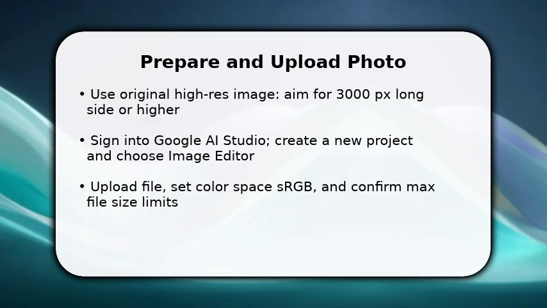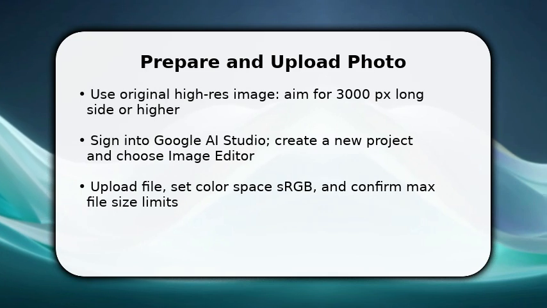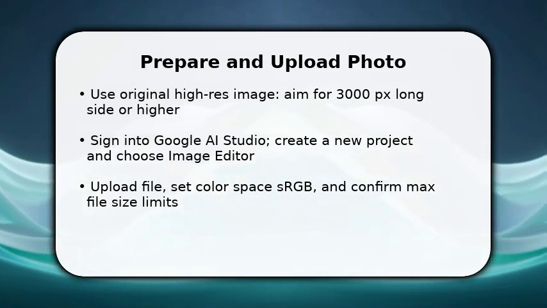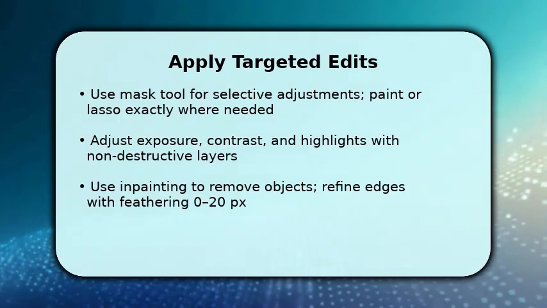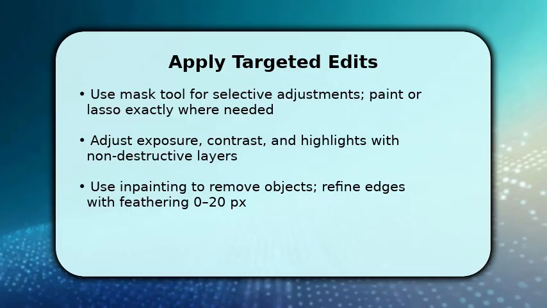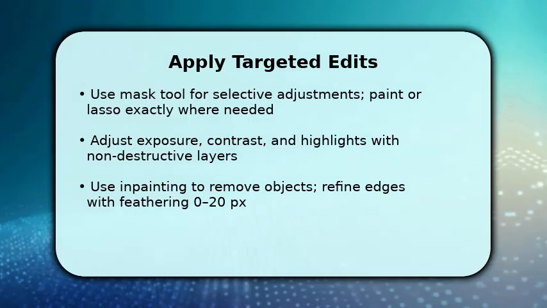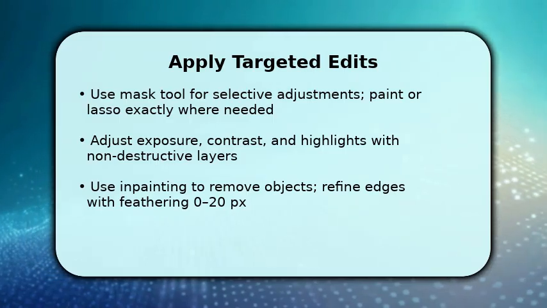Now that the image is loaded, place the primary subject in view and lock the background layer, so your first edits won't accidentally alter the original. Next, you perform targeted edits using masks and non-destructive layers. This lets you tweak without losing the original. Start with a mask on the subject, then adjust exposure, contrast, and highlights until skin tones and texture look natural.